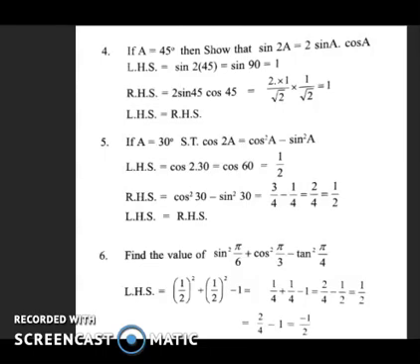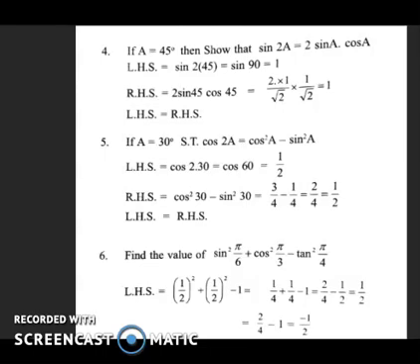Find the value of sin square of pi by 6 plus cos square of pi by 3 minus tan square of pi by 4. Now take LHS. The value of pi here is 180 degree. From the previous portion, the value of pi in radian is given by the value 180 degree. So substitute pi as 180.